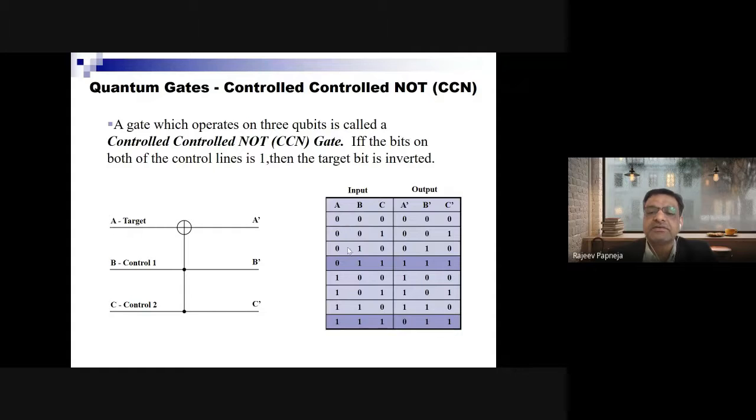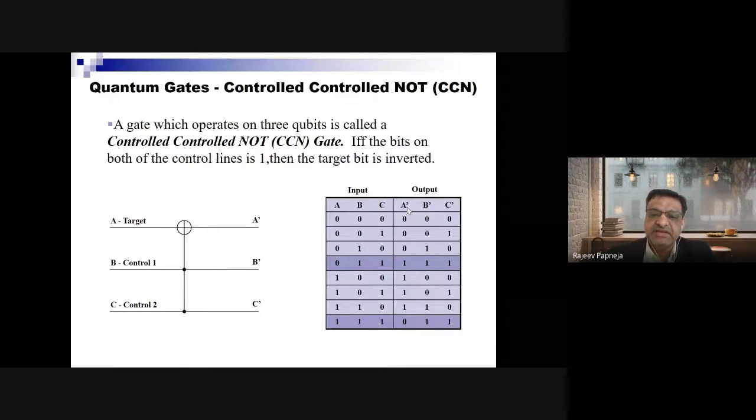Look at row number 4. You will see 0, 1, 1 as the input. Now here you see B and C are 1. So both control gates are 1. Because of that, you see A dash becomes 1. From 0, it gets inverted to 1. And similarly, in the last row, from 1, A gets converted to 0 because both the control bits are 1. So this is a CCN gate, or controlled controlled NOT gate.